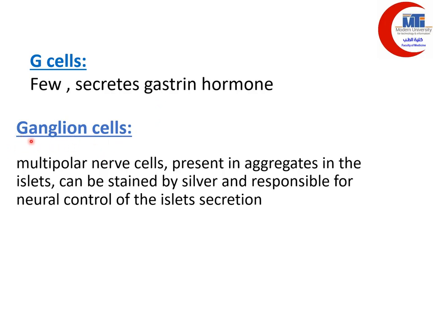Ganglion cells are multipolar nerve cells. As any nerve cells, they are multipolar nerve cells. They are present also in aggregates in islets of Langerhans. These cells are responsible for the neural control of islets of Langerhans. Islets of Langerhans are controlled by the autonomic nervous system through these cells. They are stained by silver stain.